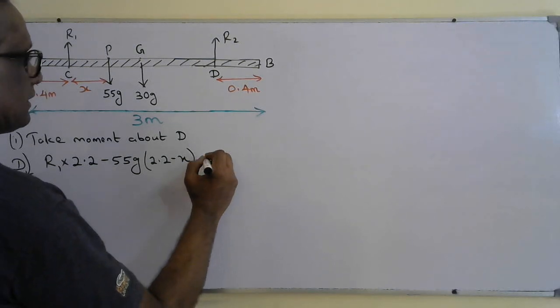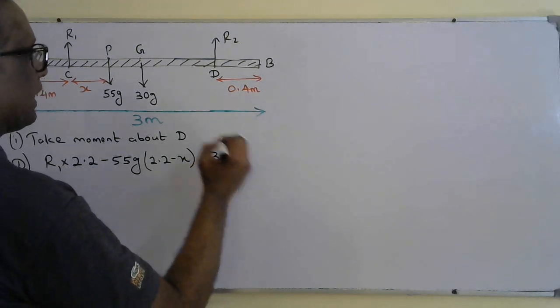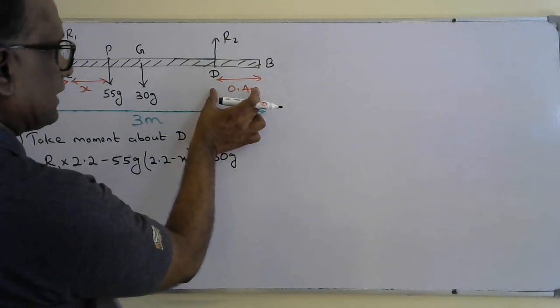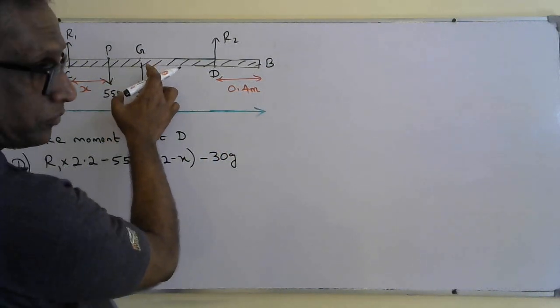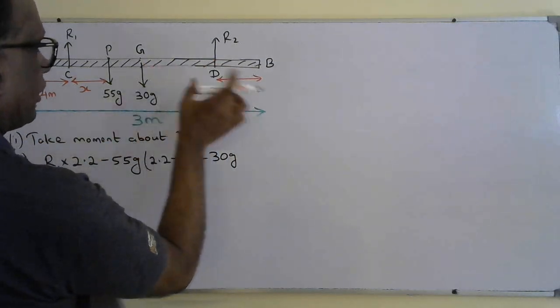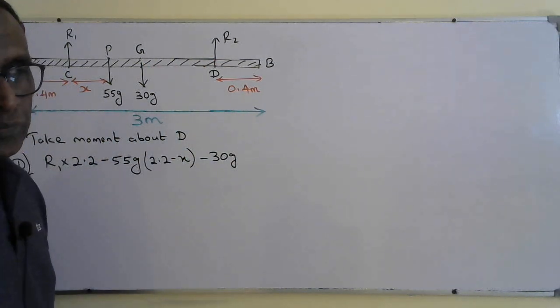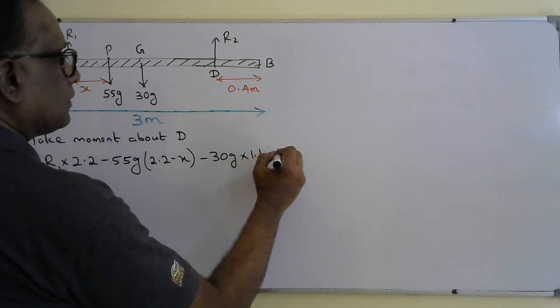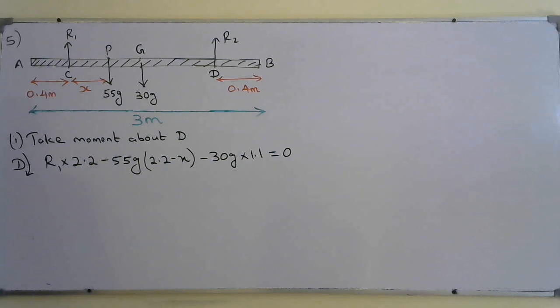So minus 30g into the distance of G. Because this is the center point of a uniform rod, it is 1.5 from here to there. 1.5 minus 0.4, that is 1.1. Okay, so rearrange this equation.